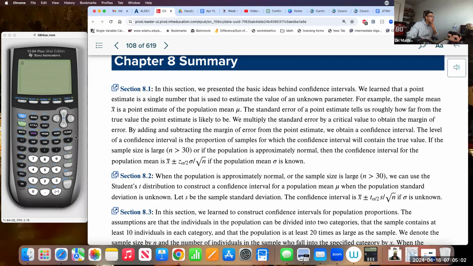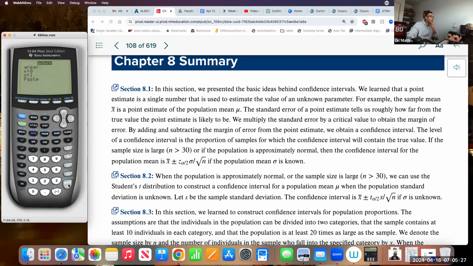Check this out. To get the critical values, we're going to go ahead and hit second vars, right? And that gives us the distribution, this blue button on my calculator. Yours might be different. And then I'm going to go down to inverse norm because I want the Z. So make sure in your notes you put inverse norm. It's invNorm, but I call it inverse norm, all right?